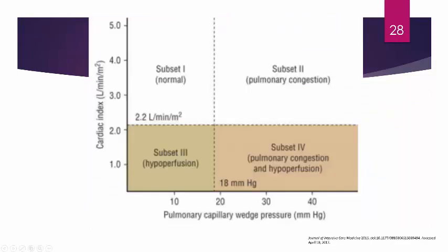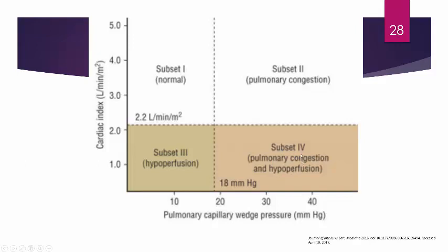In regards to the treatment of acute decompensated heart failure patients, they all fall within one of four subsets. They can either be normal, which in that case, they actually don't even have acute decompensated heart failure. So this is ideally our goal here. They may present with pulmonary congestion, which is subset 2. They may present with hypoperfusion, which is subset 3, or they may present with both pulmonary congestion and hypoperfusion, which is subset 4.